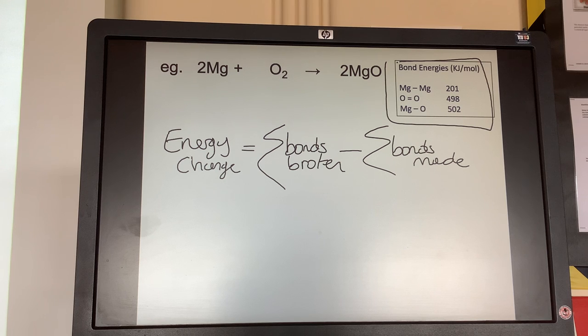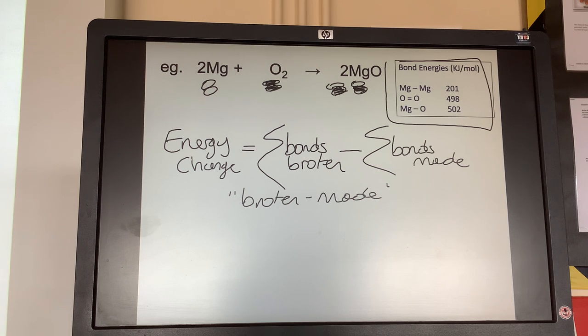And you may have noticed up here that we have values for the energy of the specific bonds in this reaction. I'm going to draw the magnesium and oxygen. Hopefully you've already drawn that. So now we've got the energy change is the sum of the bonds broken minus the bonds made. We're going to keep it very simple though, the way I remember it. It's going to be broken minus made.